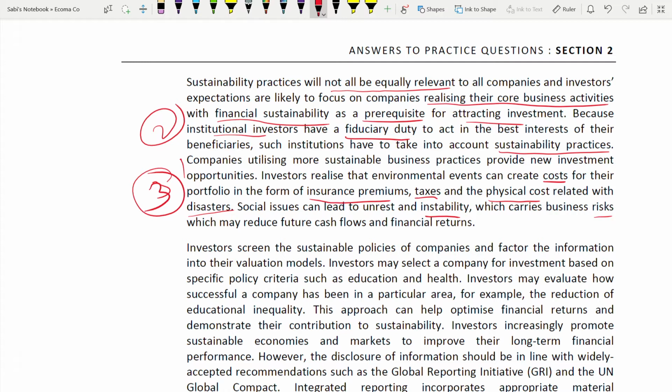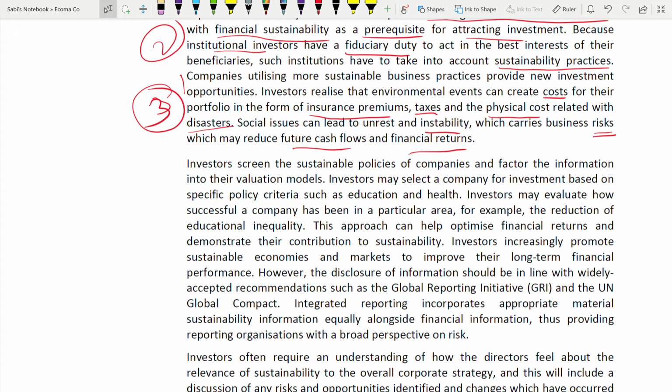See, you are linking this factor to business risk. Bring this to the business risk because investors care about business. So if there's any risk, investors have the right to know about those risks. Understood? This social factor brings what? Business risk. Because of this business risk, it can reduce your future cash flow and financial return. That's why it's important to the investor. Investors want to see this.